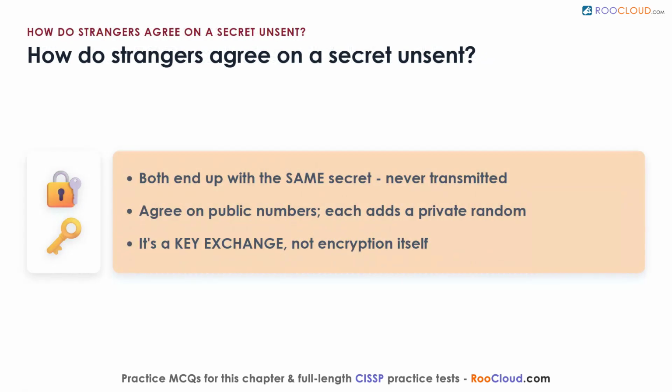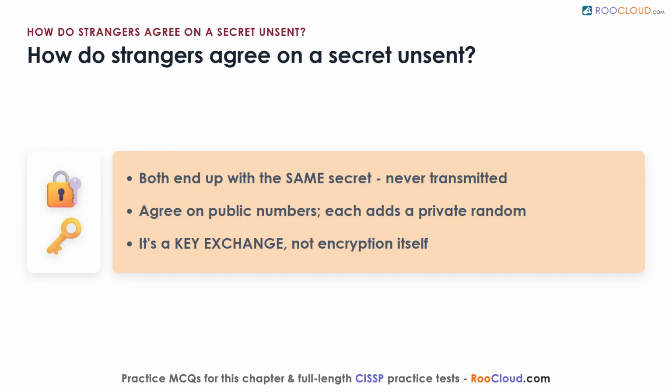How do two strangers agree on a secret without ever sending it? That is the magic of Diffie-Hellman key exchange. Two people who share nothing can end up holding the identical secret value, yet that secret never travels across the wire. They publicly agree on a couple of large numbers to start. Each one then picks a private random number and combines it with the shared numbers to produce a value they can safely send. When each side folds the other's value into their own private number, both arrive at the same result.